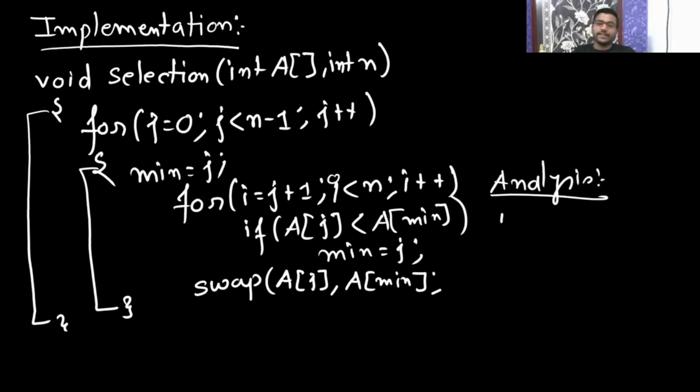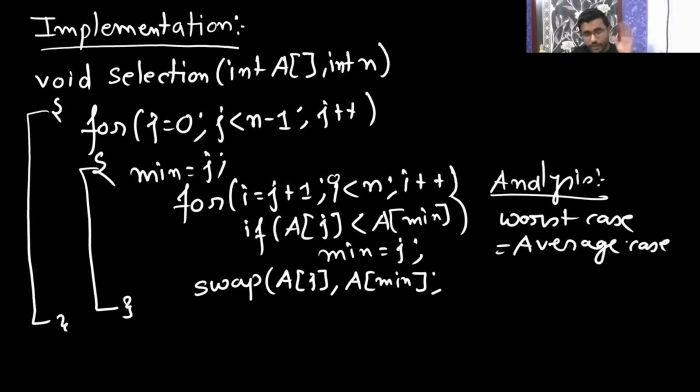So analysis: worst case, average case, best case are always the same, which is big O of n square. Always, irrespective of input, because there is no adaptability here.